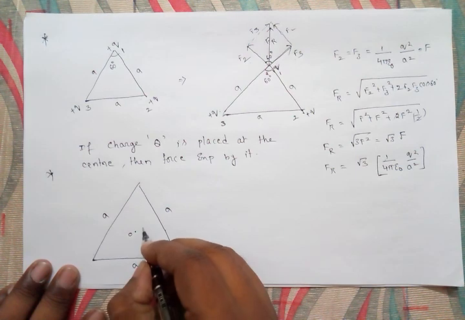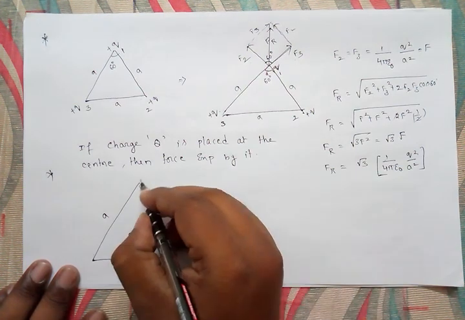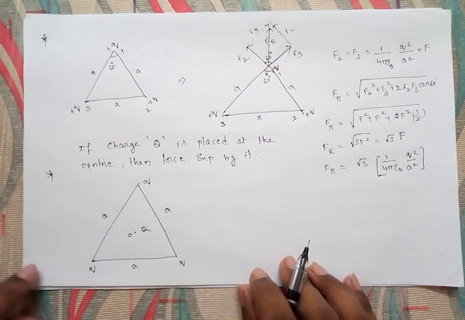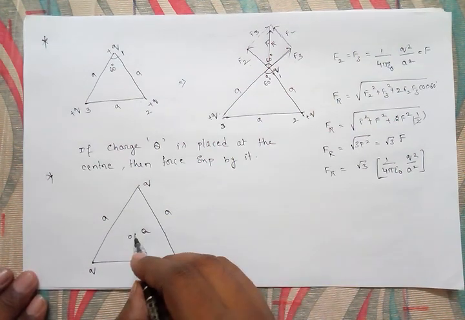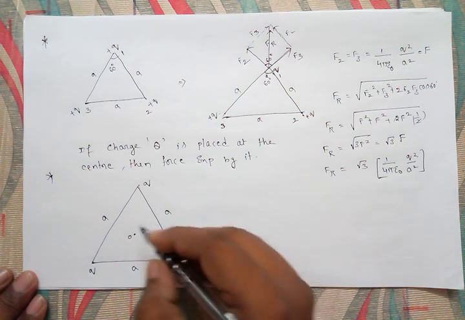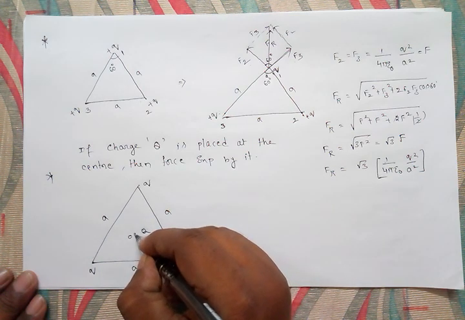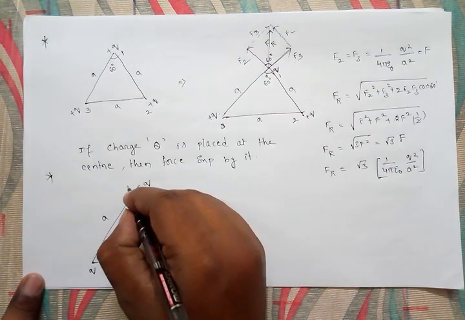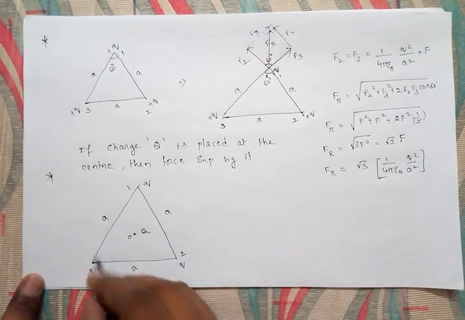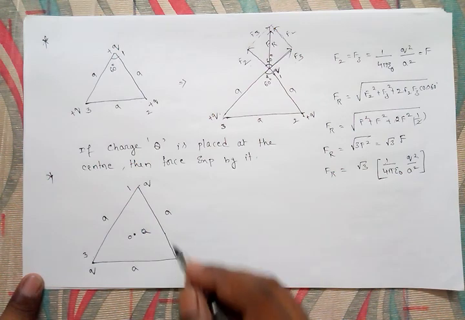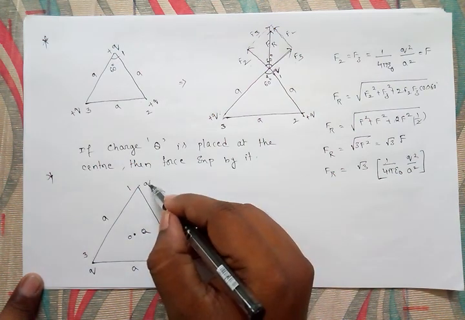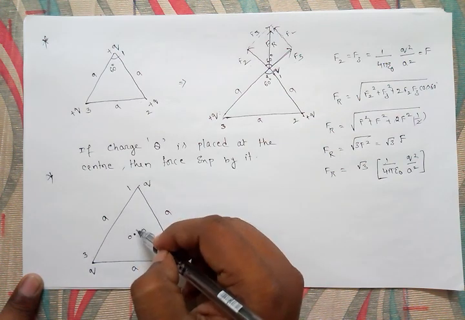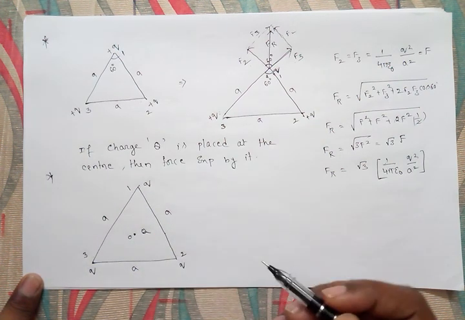Now at the centroid we are locating the charge capital Q, and at the three corners we are locating the charge small q. Then what will happen here? These three charges will exert force over the charge located at the centroid. Let us take these as positions 1, 2, 3. Now these charges located at the corners will exert a repulsive force over the charge located at the centroid.